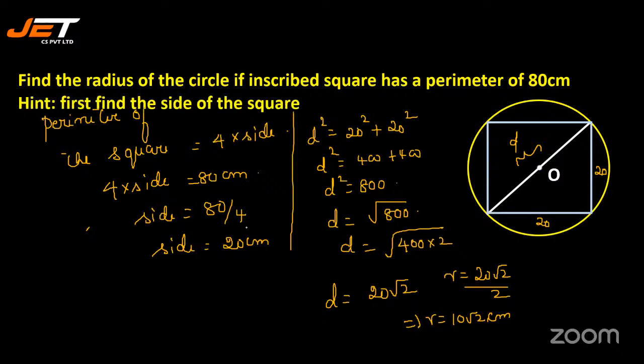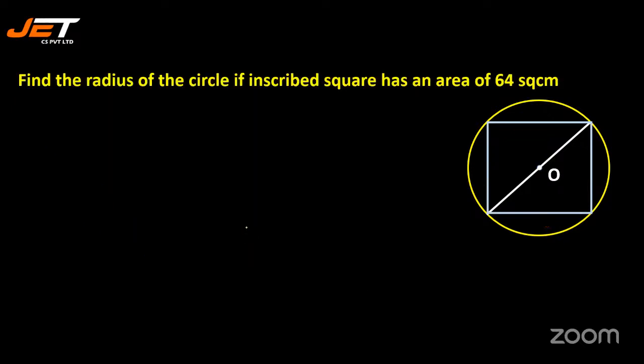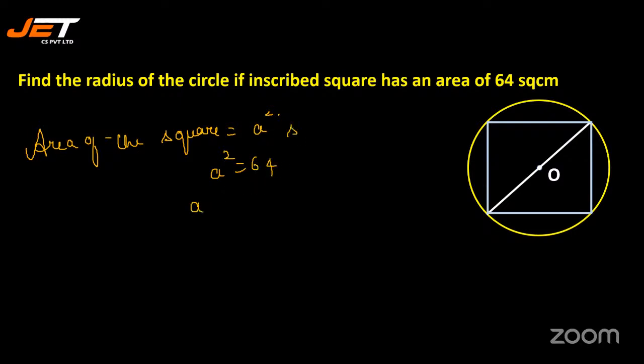First, find the side of the square. Yes, we have found out, and after that, we have done. Find the radius of the circle if inscribed square has an area of 64 square centimeter. So what is area of the square? Area of the square is a square, isn't it? So a square is 64. So that is side into side. So a is equal to root of 64, which is 8, 8 eights are 64, 8 centimeter.